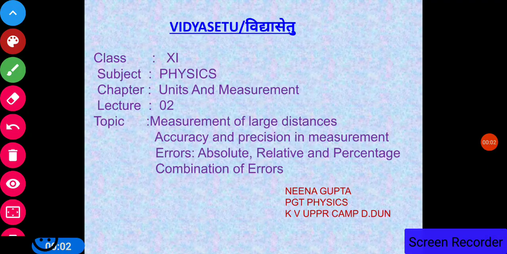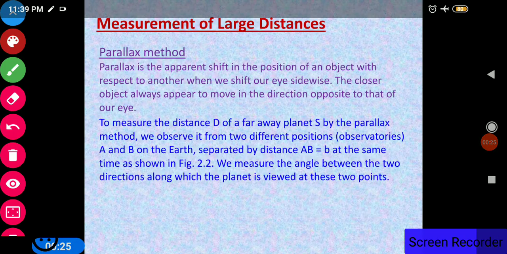Good morning, children. Let us start the second lecture of the chapter Unit and Measurement. In today's lecture, I am going to cover the topics Measurement of Large Distances, Accuracy and Precision in Measurement, Errors: Absolute, Relative, and Percentage, and Combination of Errors. So let us discuss one by one.